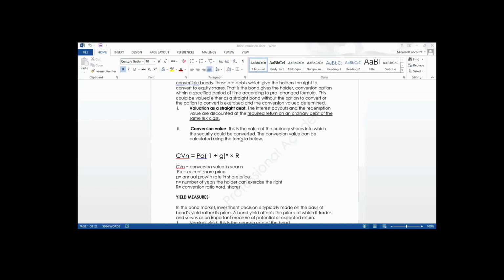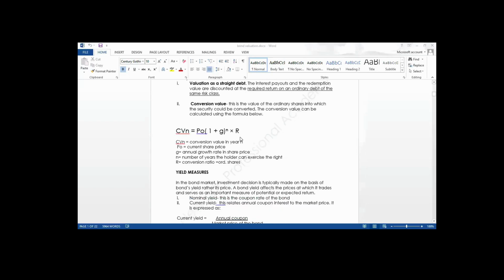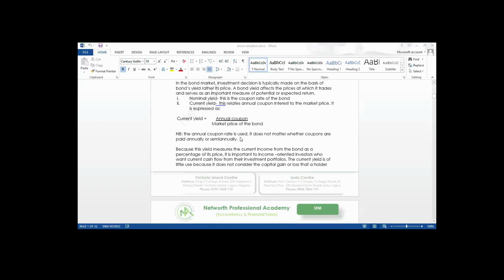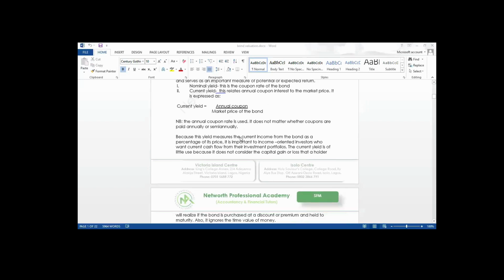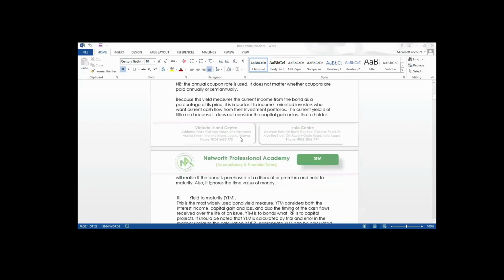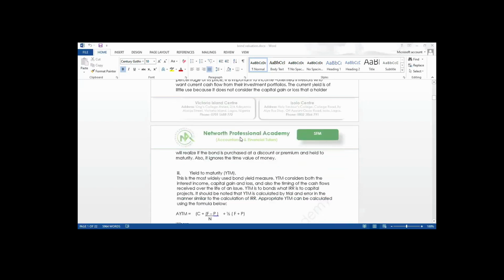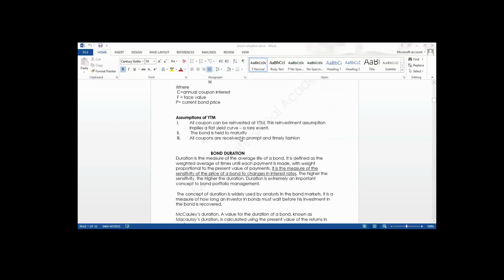We tried to stress this last week. We explained yield measures: nominal yield, current yield, yield to maturity, the internal rate of return of the cash flows from a bond. We talked about duration. Duration is simply the average life of a bond, the number of years it will take the investor to recoup the amount invested in the bond.